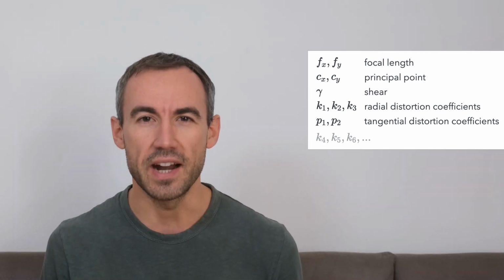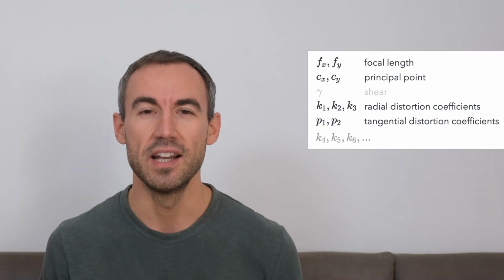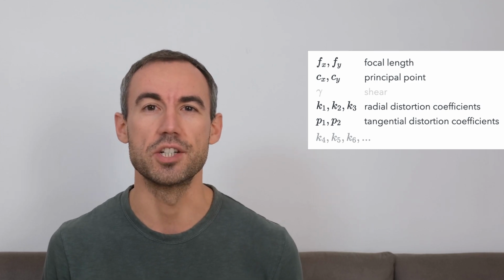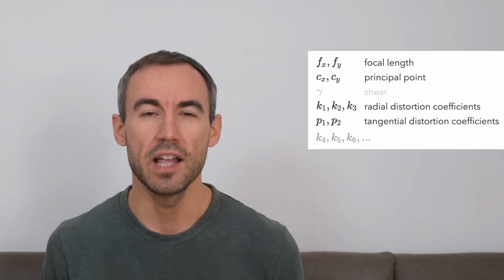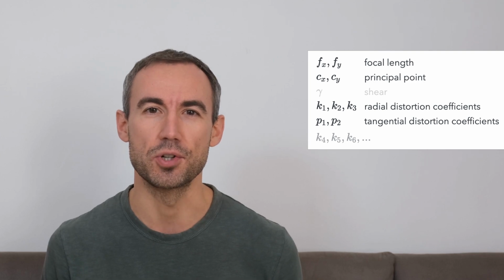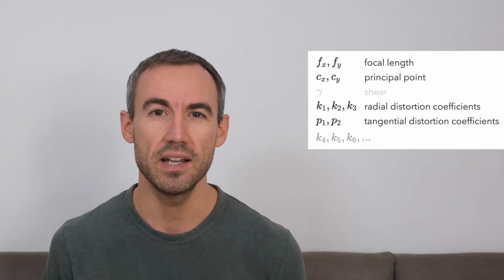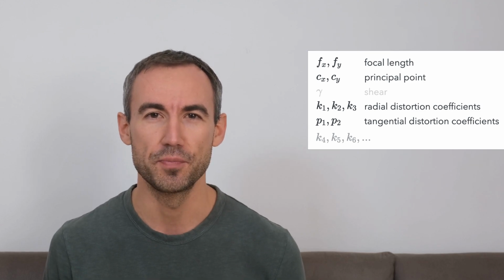So these are the parameters we want to find. There are the intrinsic camera parameters, the focal length and the principal point, and there are distortion coefficients that model the radial and optionally tangential distortion of your lens. If you're unsure about what these parameters mean, then please check out the last video.